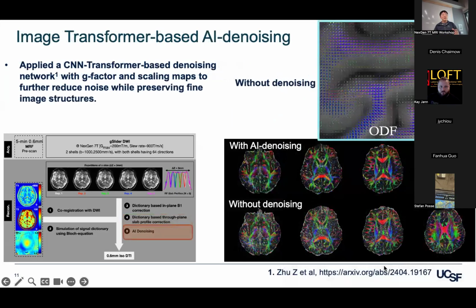After this correction, the final step is AI denoising. Here we apply a CNN transformer-based denoising network with g-factor and a scaling map to further reduce the noise while preserving fine image structures. As we can see, without the image denoising, both the colored FA map and ODF at 0.6 millimeter isotropic resolution are very noisy. With AI denoising, we can see both color FA and ODF become much cleaner.